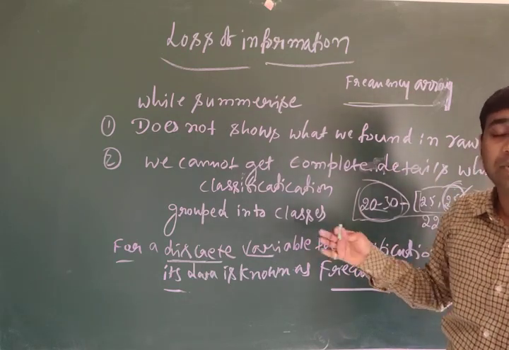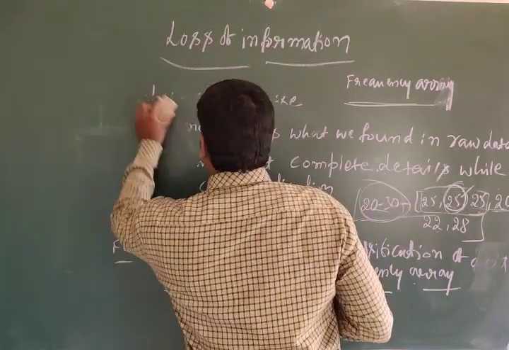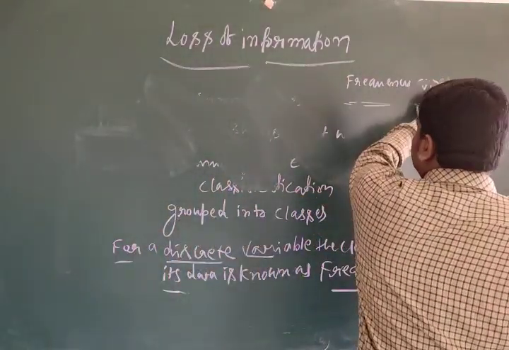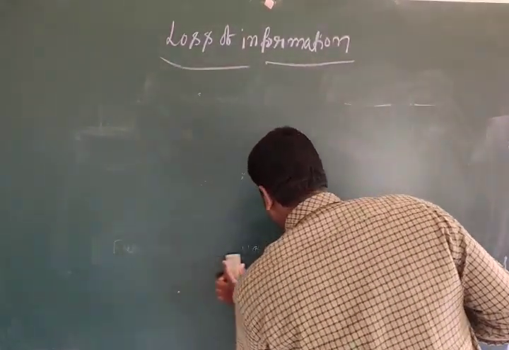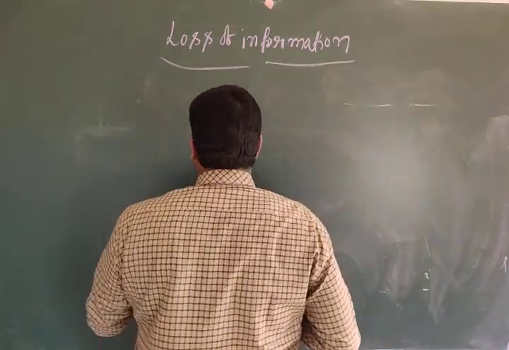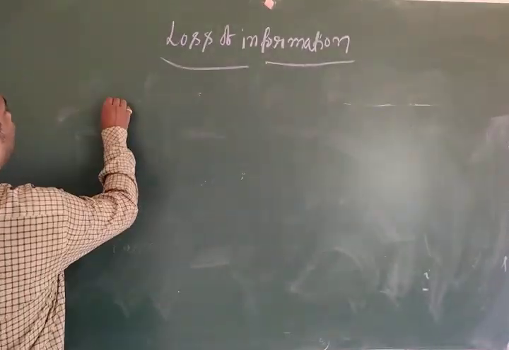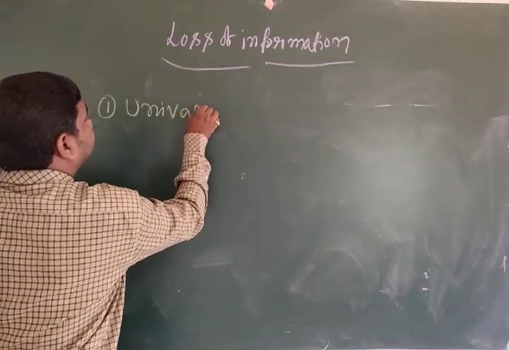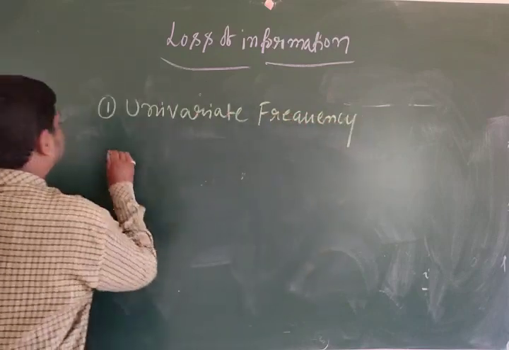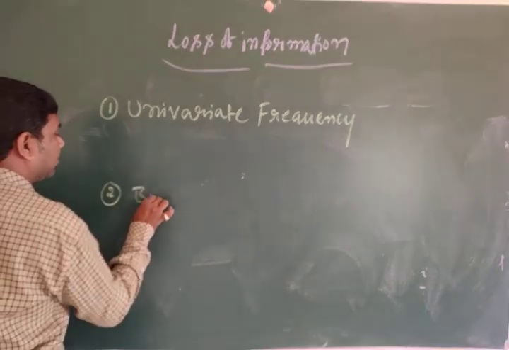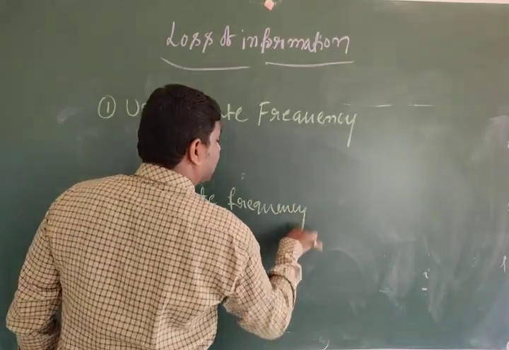In the frequency distribution, we can observe two kinds: one is univariate frequency distribution, and the second one is bivariate frequency distribution.